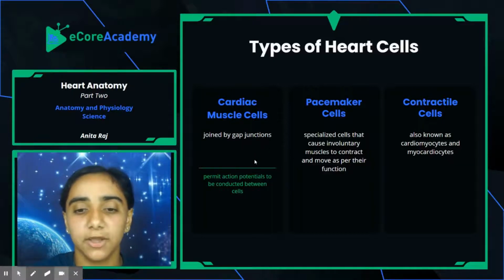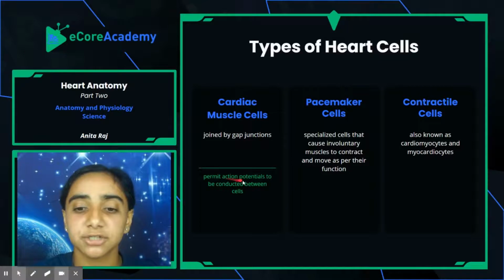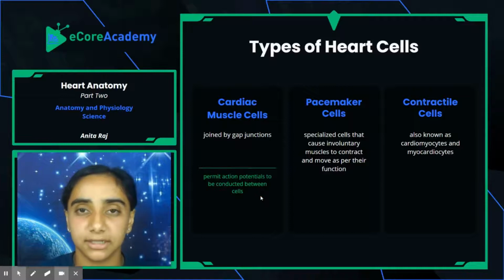If you look down here, your cardiac muscle cells are very special because they permit action potentials to be conducted between cells. Remember, this can only be conducted between cells because of these gap junctions, as in these communication pathways. So action potentials are a part of the conducting system of the heart. We'll be talking about this later on. I'll have a whole video dedicated to this.